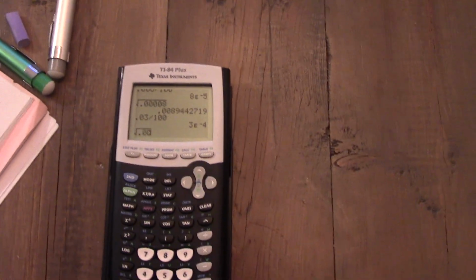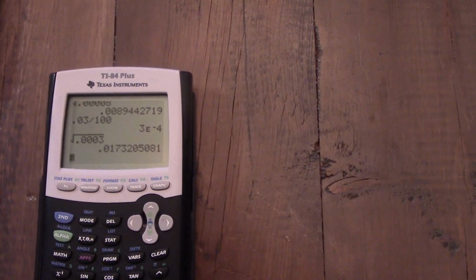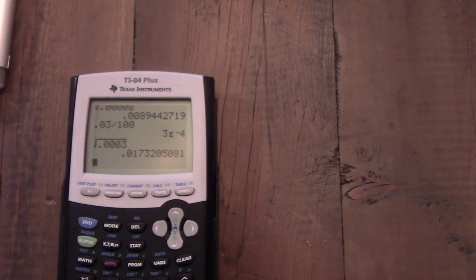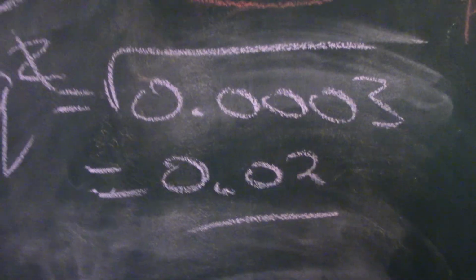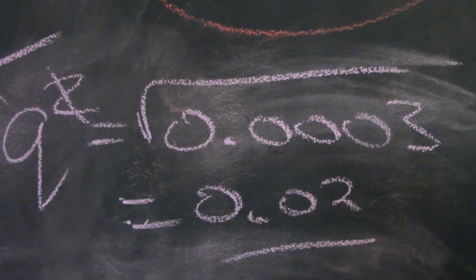okay, and the square root of 0.0003 is about 0.02. Okay. So that equals 0.02, or about 2% of all the alleles will be Q, or little c. So my answer is D. Okay.